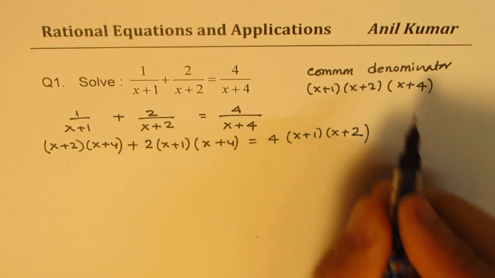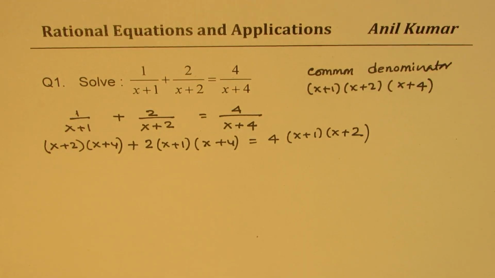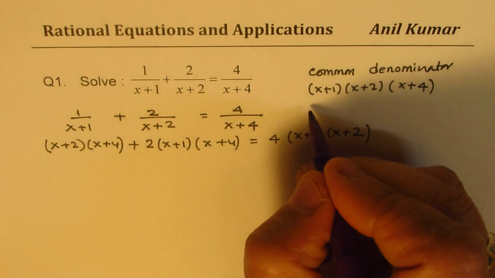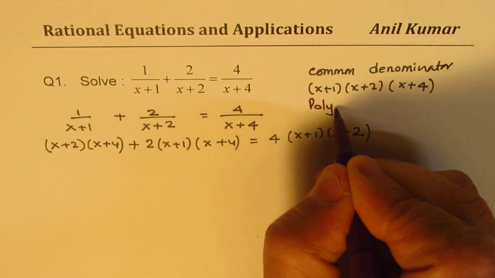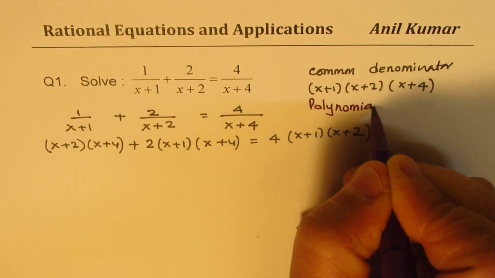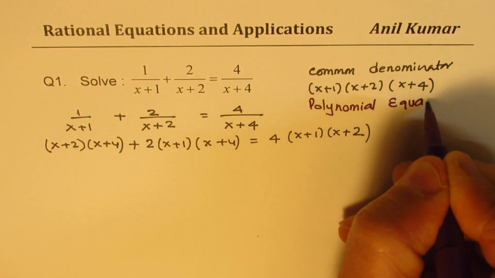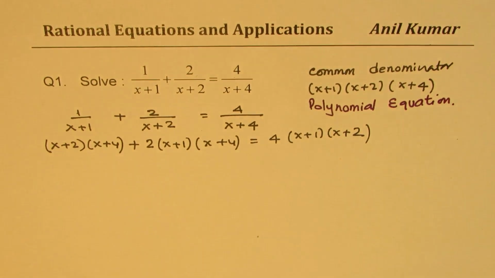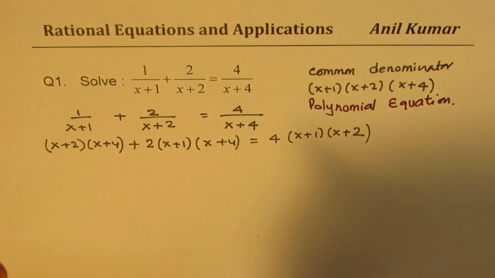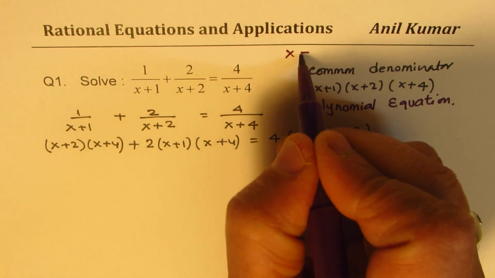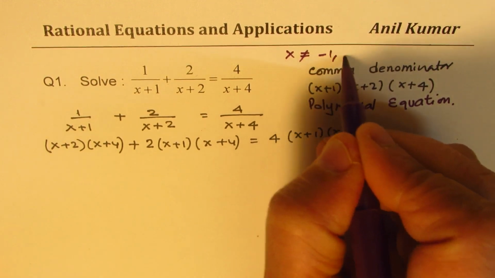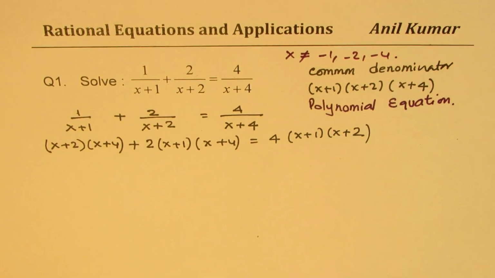So when you multiply with the common denominator, what do we achieve? We achieve something without a fraction. So we have a polynomial equation. Correct? Now, of course, in this equation, we should write down restrictions, which is x is not equal to minus 1, minus 2, and minus 4. That is a must. Perfect?